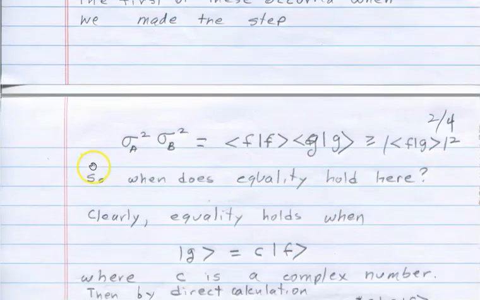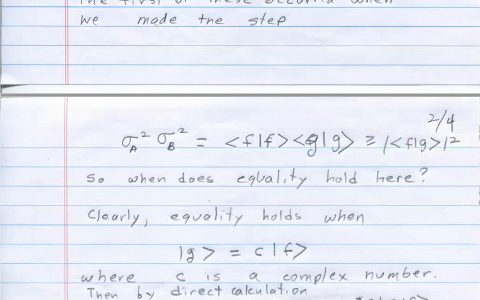We'd manipulated things into this form: the standard deviation squared in A times the standard deviation squared in B. We'd gotten into a form that looked like this: the inner product of F with itself times the inner product of G with itself, and we then used the Schwarz inequality to say that this is always greater than or equal to this quantity squared, the absolute magnitude squared of the inner product of F and G. So the question is, when does that inequality hold?